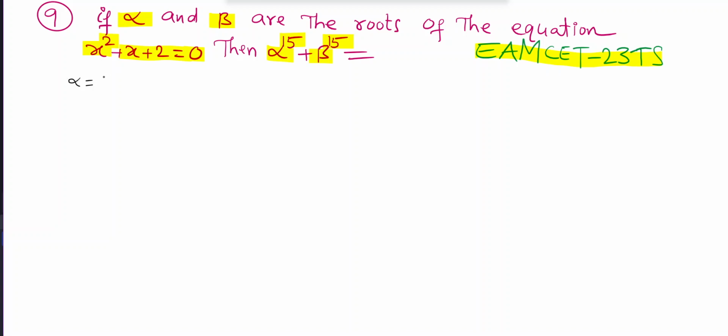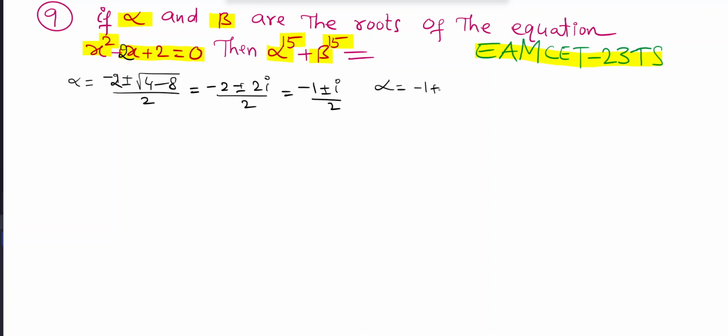Substituting, minus b is minus 1 plus or minus, this is x square plus 2x plus 2. Minus b is minus 2 plus or minus under root of b square, that is 4, minus 4ac is 8, by 2a is 2. That is equal to minus 2 plus or minus root over minus 4, this is 2i, by 2. Take 2 common and cancel: minus 1 plus or minus i. Here alpha value is given, that is minus 1 plus i.